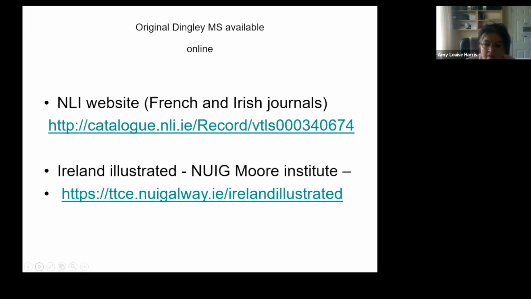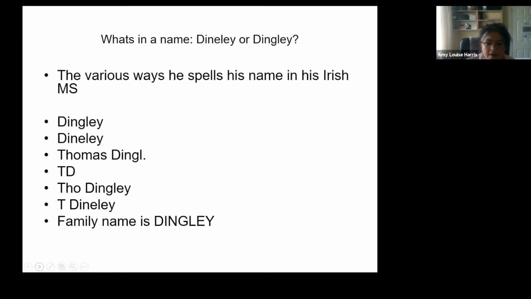The second source that you may wish to look at is the Moore Institute Ireland Illustrated, which was launched a few years ago. Again, you can click on that link and it will bring you to the site where you can see a lot of his illustrations, and they're discussed within the context. There's also information from the actual manuscript, quoted from the area of the manuscript where they're found.